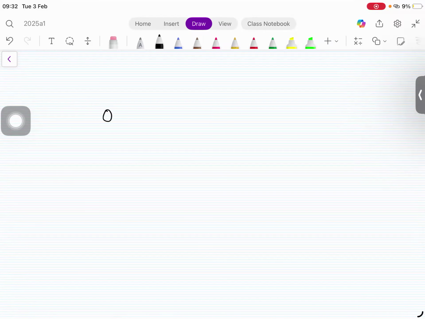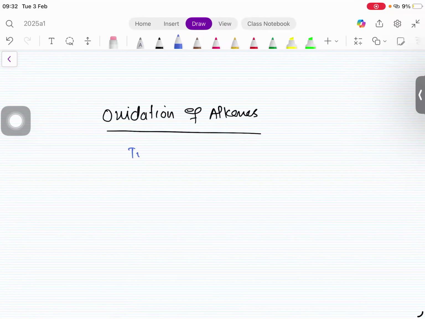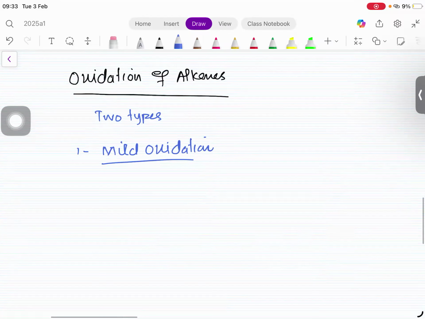Oxidation of alkene. There are two types of oxidation. Please write down: there are two types of oxidation of alkenes. The first one is the mild oxidation, and the second one is the strong oxidation.